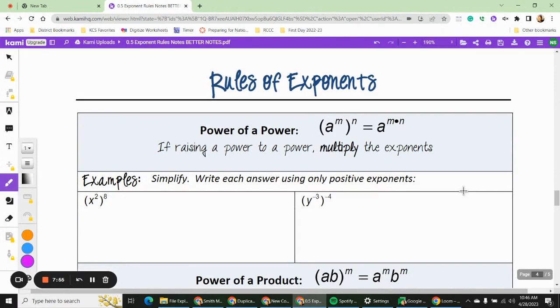Last couple of rules here. Power over power. If we have an exponent in parentheses and an exponent outside parentheses, we're going to multiply those exponents. So we're raising one exponent to another exponent. That means multiply the exponents. So over here, we would get x to the 16th power. Negative 3 times negative 4 is a positive 12. So we get y to the 12th power.